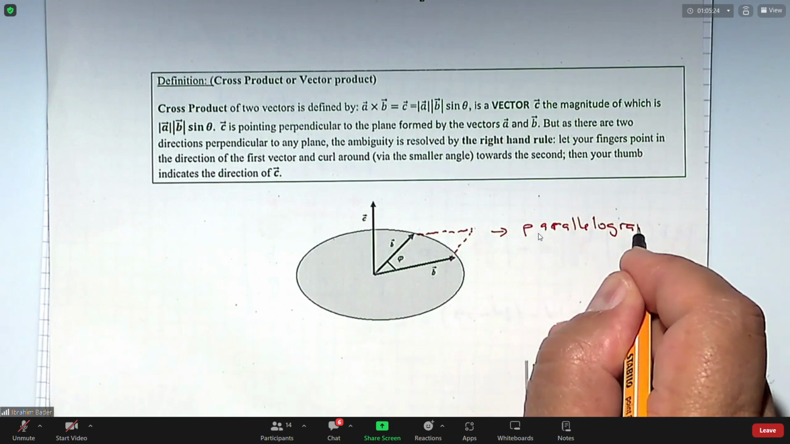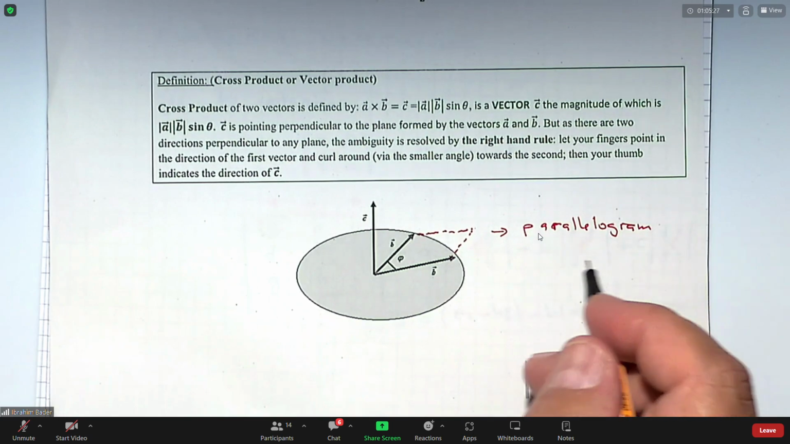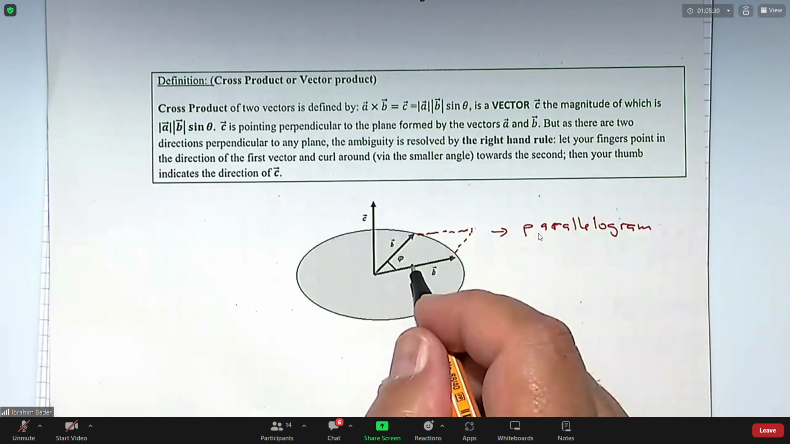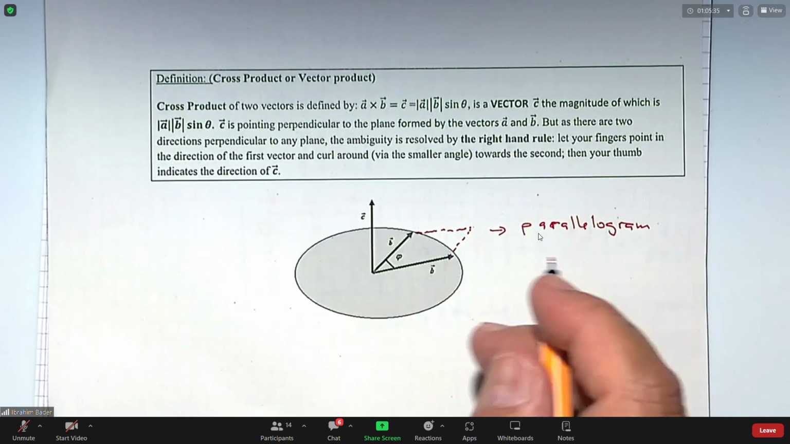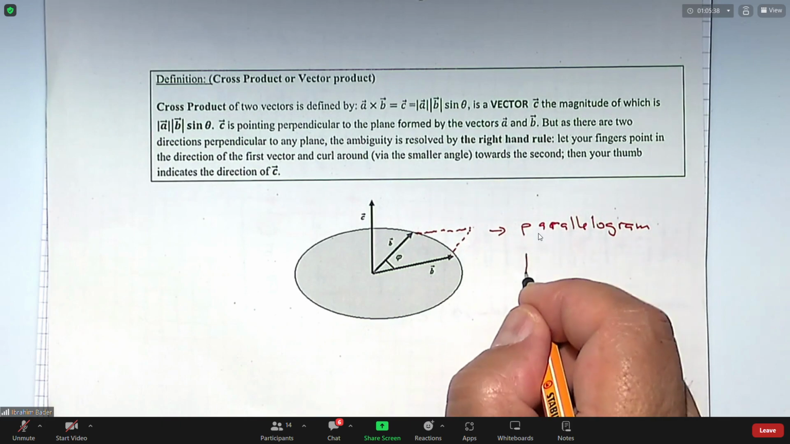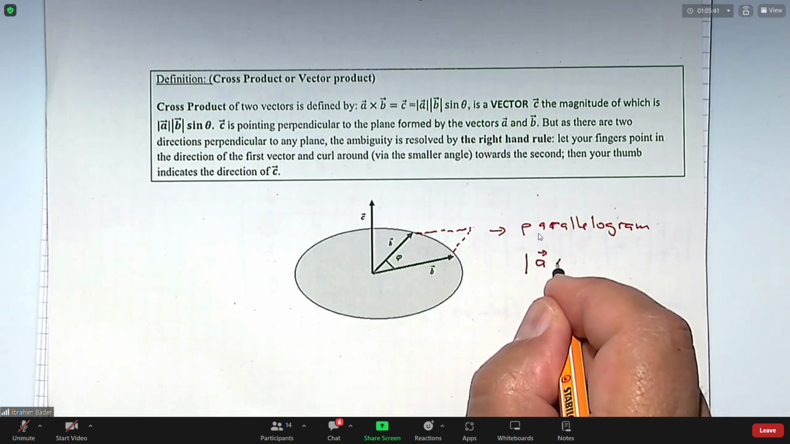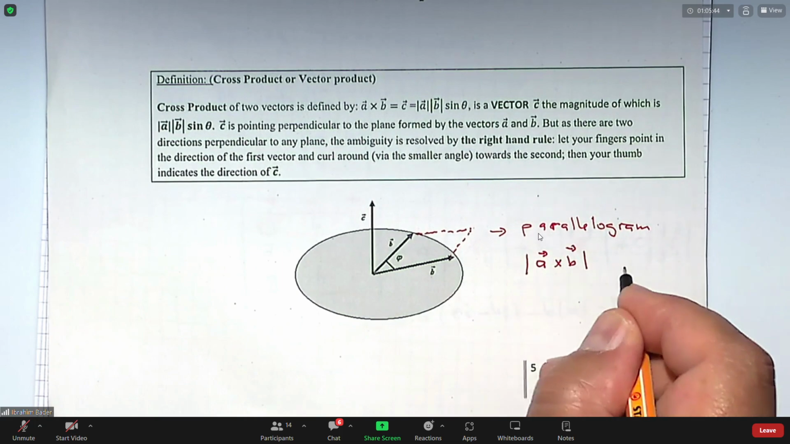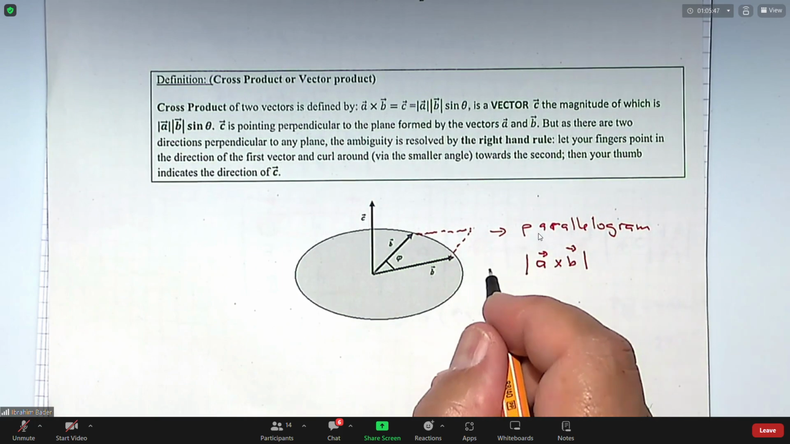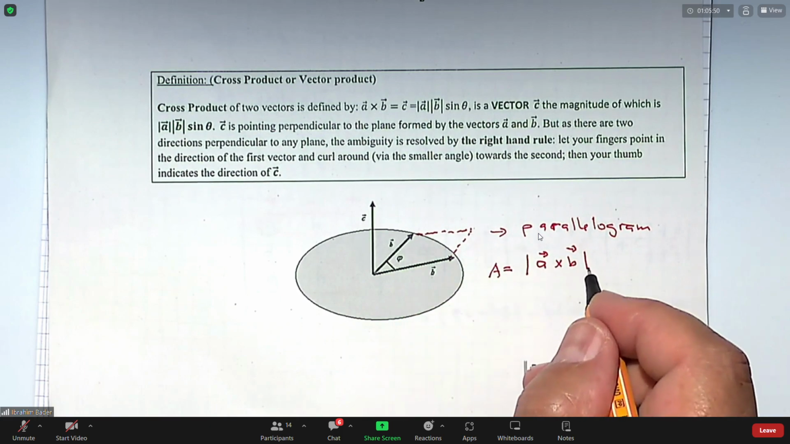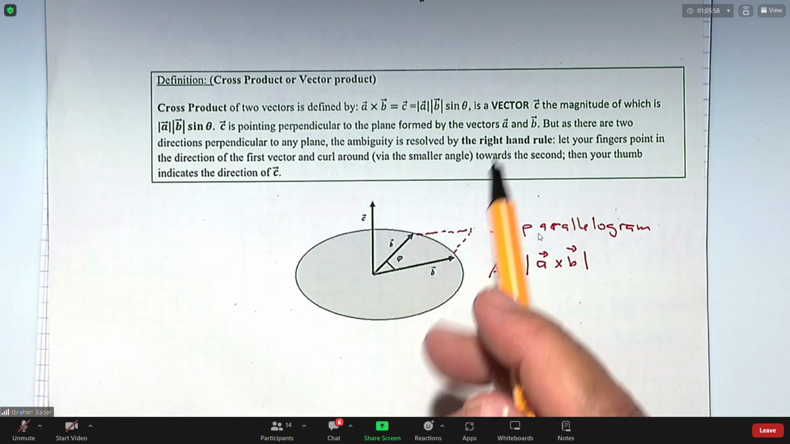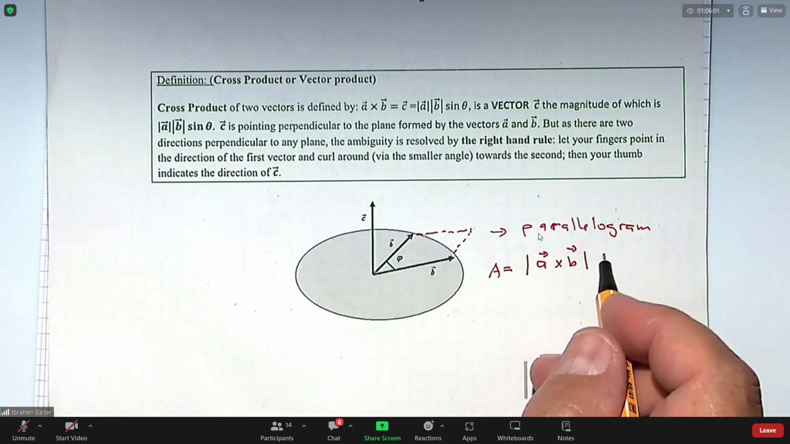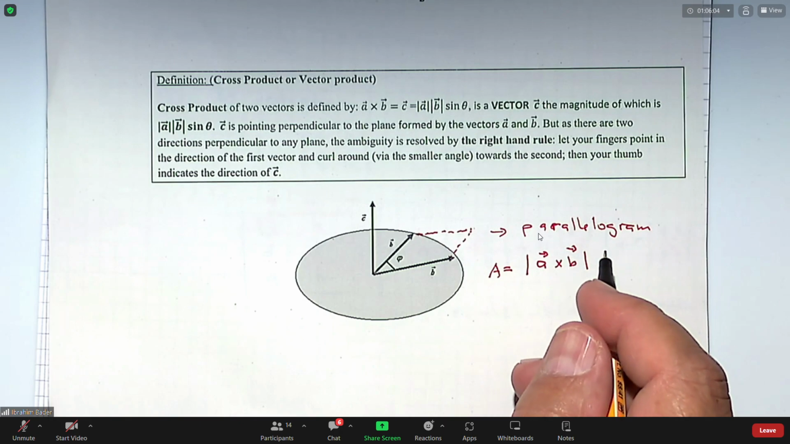Parallelogram. And the area of this parallelogram is determined as the magnitude of the vector that is the result of the cross product of A and B. So the area of this parallelogram is just the magnitude of this vector. If you are asked to evaluate the parallelogram spanned by two vectors, then you just evaluate the cross product and then calculate the magnitude.